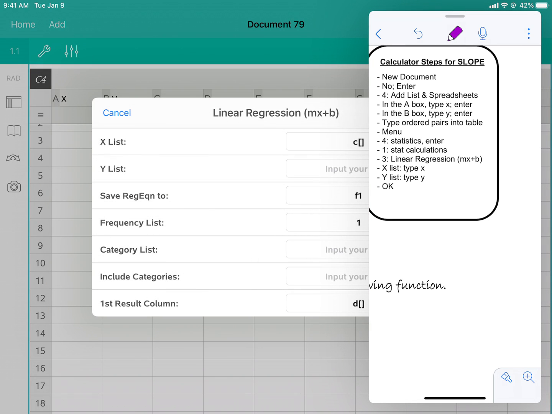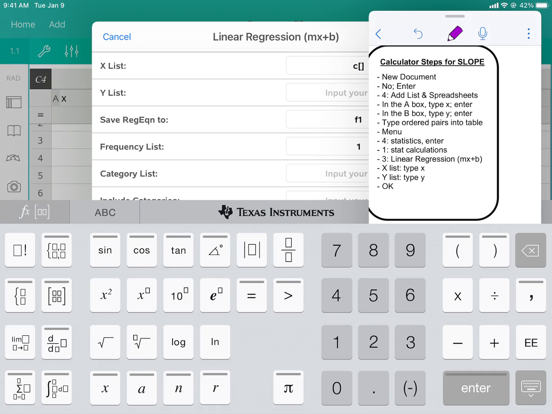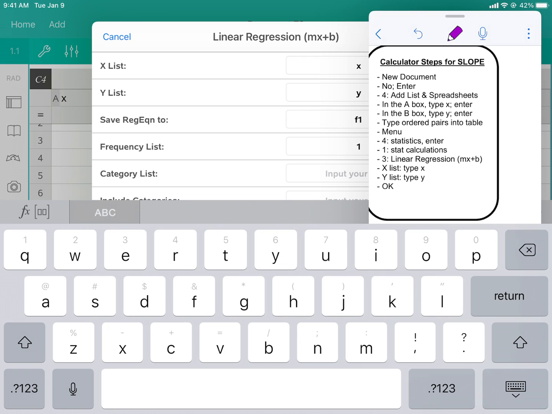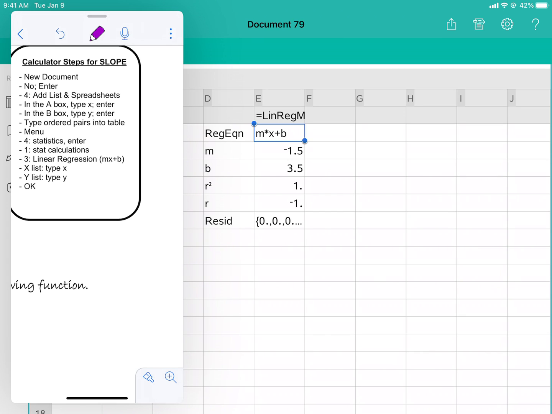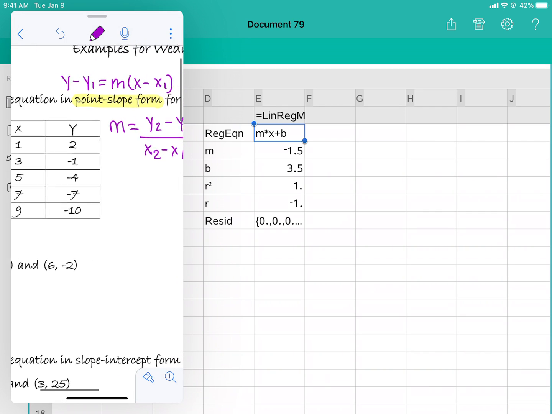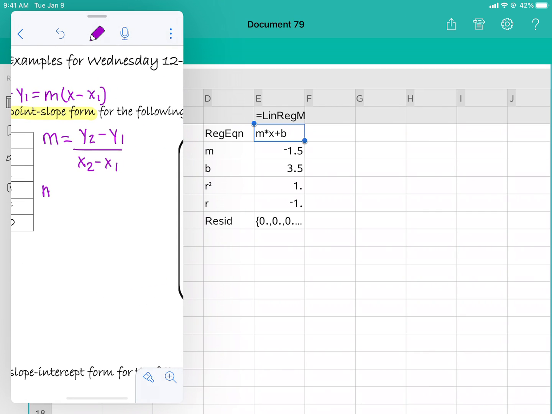It says X list, type in X, so we need to erase what is already in there. So I'm going to type in X. And Y list, type in Y. And then press OK. So I'm going to need to move my notes. There we go. So all of this pops up. For this one, I only need the slope, which is -1.5. So my slope is -1.5.